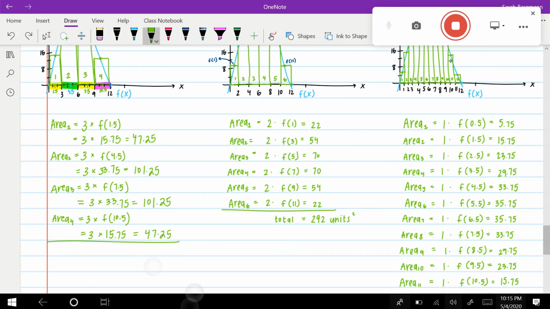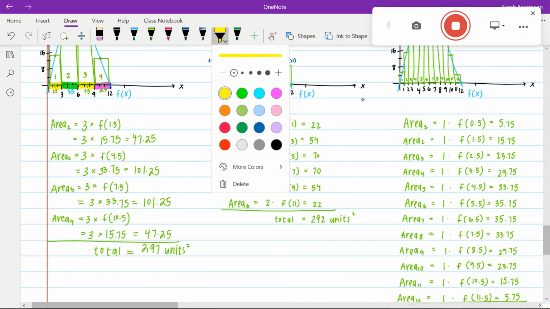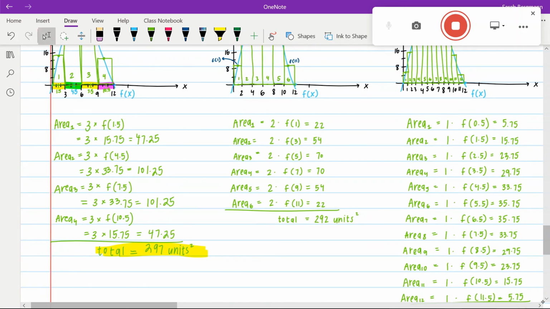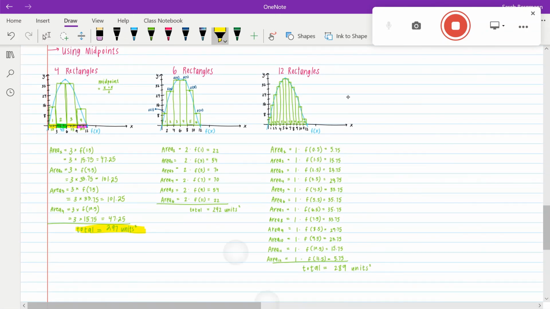Once you have all 4 areas for all 4 rectangles, you add them up to get your total area. So add these all. You should get 297 units squared. I did the same thing for 6 and 12 rectangles just so you can see. For 6 rectangles, I got an answer of 292 units squared. For 12 rectangles, I got 289 units squared.